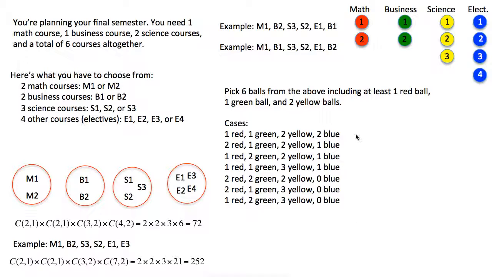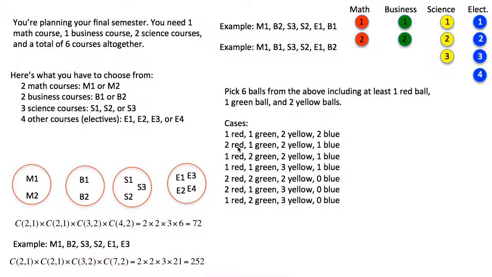What I'm going to do is to break down the problem into cases where each case specifies one way of splitting up the balls by color. So read through these cases and come to understand that this is a complete list of cases. Case 1 is picking 1 red, 1 green, 2 yellows, and 2 blues. That does meet the requirement here.